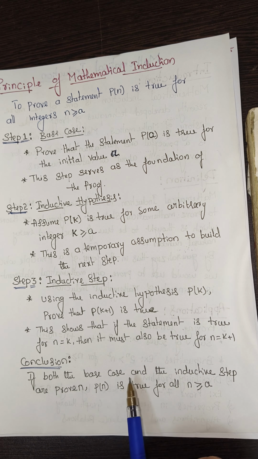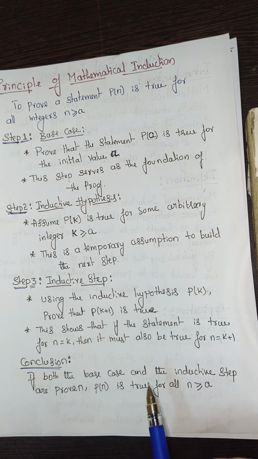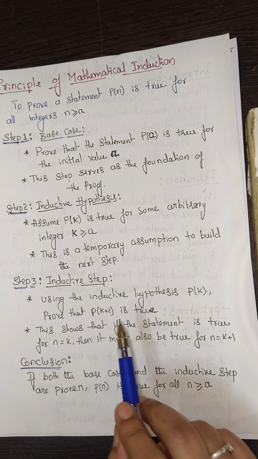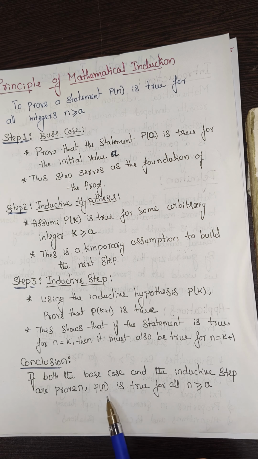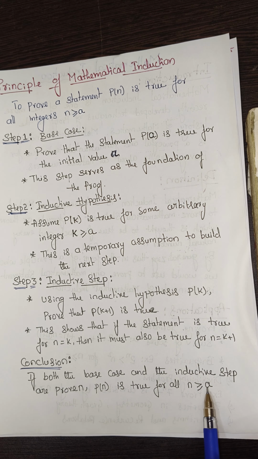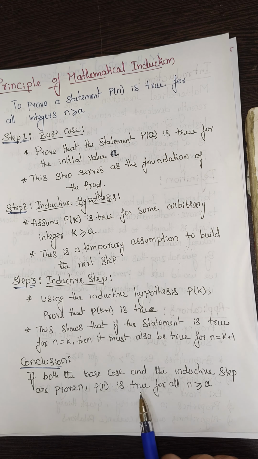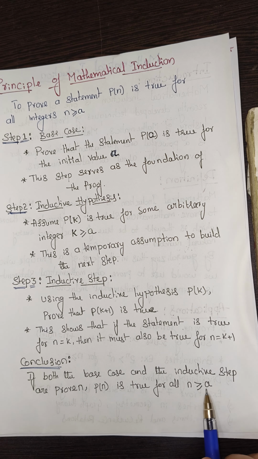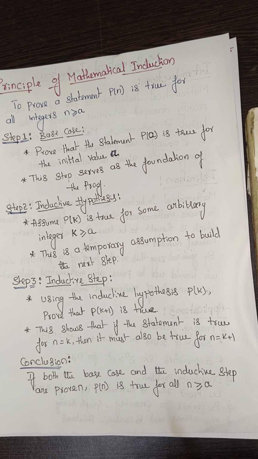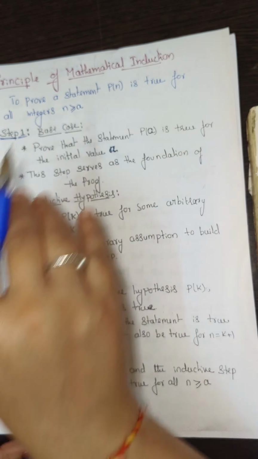Conclusion: if both the base case, meaning the first step, and the inductive step, meaning the third step, are proven, then P of n is true for all n greater than or equal to a. After that we can conclude that P of n is true for all n greater than or equal to a. What is a here? a is the initial value of our statement, otherwise formula.